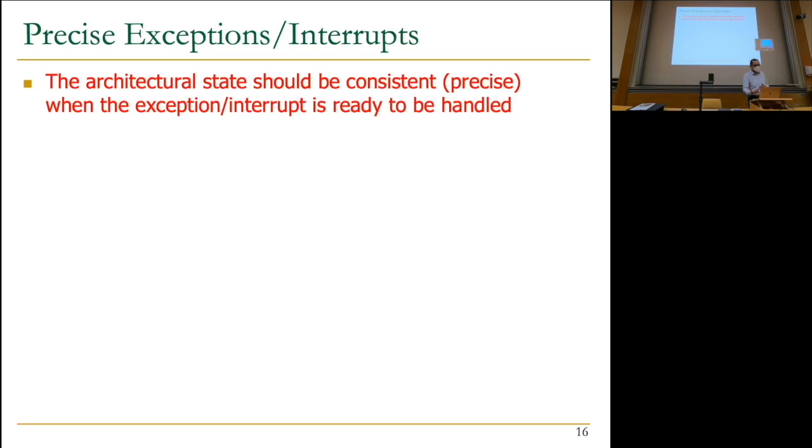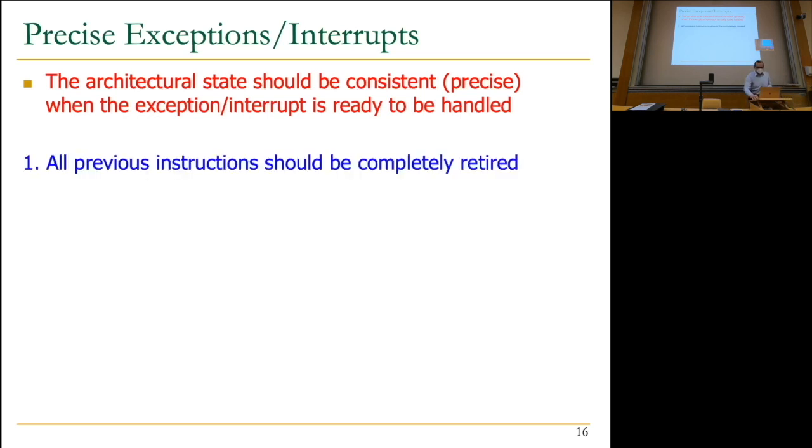And we're going to introduce the concept of precise exceptions and interrupts to solve the problem that we saw earlier with the out of order updates of the register file. Basically, the architectural state should be consistent or precise when the exception or interrupt is ready to be handled. And this is really a requirement of the von Neumann architecture. So what does this mean, basically? All previous instructions should be completely retired. I'm not telling you anything new in a sense, actually.